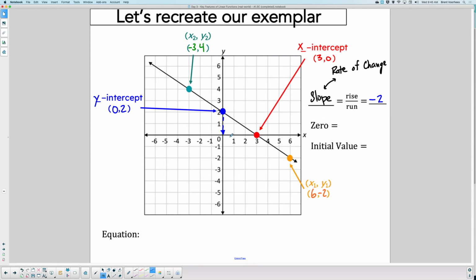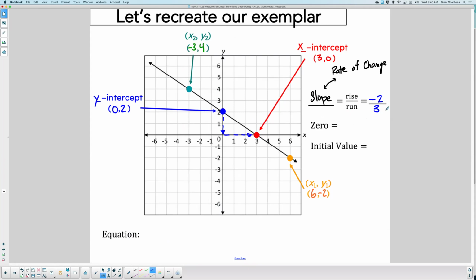Our rise is -2. Now the run is always positive. It's always going to go to the right, therefore it's always positive. How many units to the right do we go to get to that red point? 3. Very good. Now that's going to be a positive 3. The run is always positive, which means my slope is -2 divided by 3. Can I reduce that? Can any number other than 1 go into both 2 and 3? No. So that's what it is.